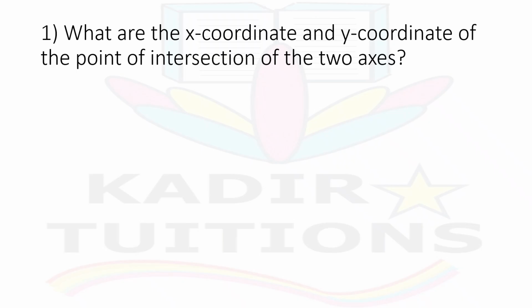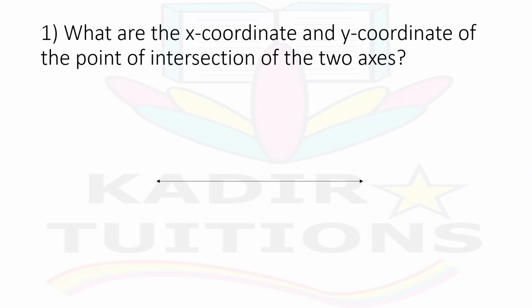Here the first question is, what are the x coordinate and y coordinate of the point of intersection of the two axes? In the basics of coordinate geometry, what we have seen is that the other name of coordinate geometry is the 2D Cartesian plane. It means it involves two axes: horizontal, which is the x axis, and vertical, which is the y axis. When both axes intersect, we get one point of intersection. In that point of intersection, what is the x value and y value? This is our question.